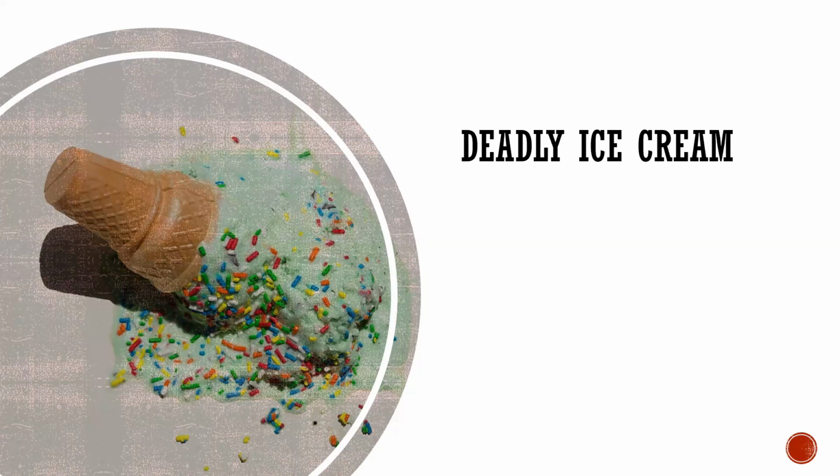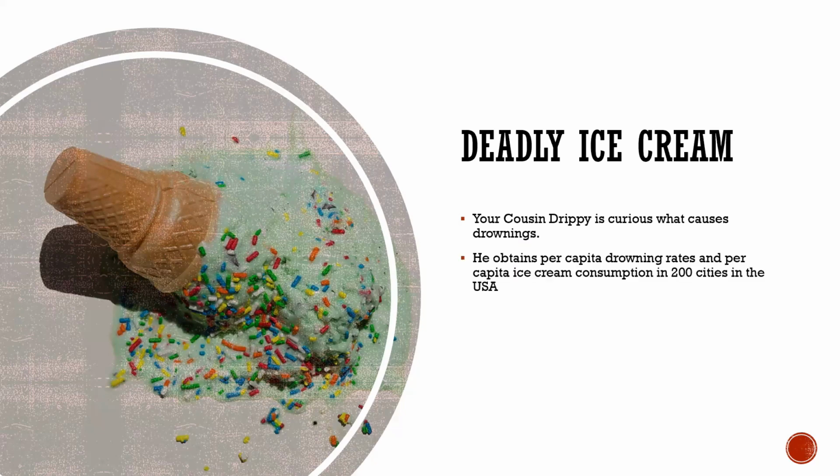And we're going to introduce a character that is pretty silly, but you're going to learn a lot about him. Anytime there's a person in any of your celebration questions or assignments, you're going to be hearing a lot about your cousin Drippy. I don't know how I came up with that name, but I did. So your cousin Drippy is a weird guy, and he's really interested in what causes drownings for some reason. So let's think about this.